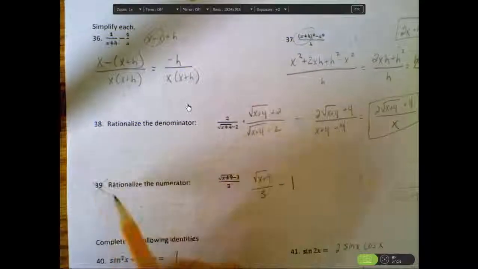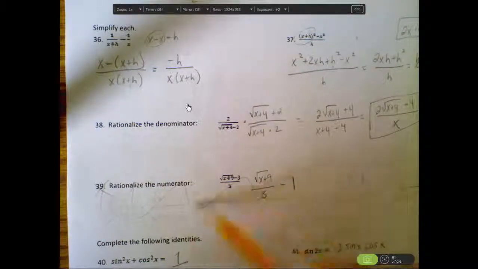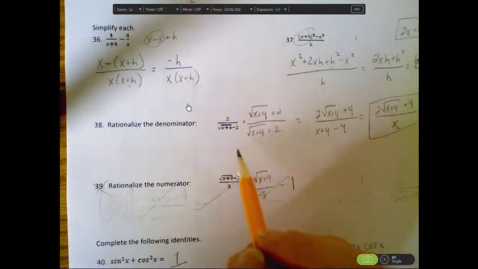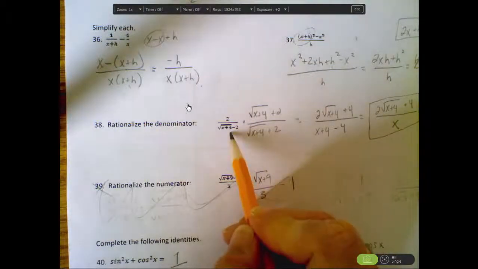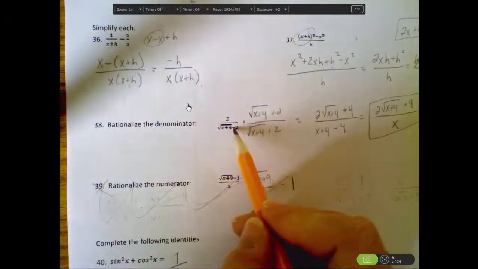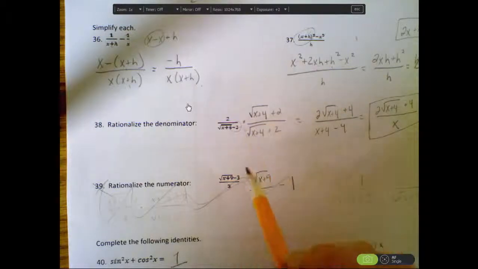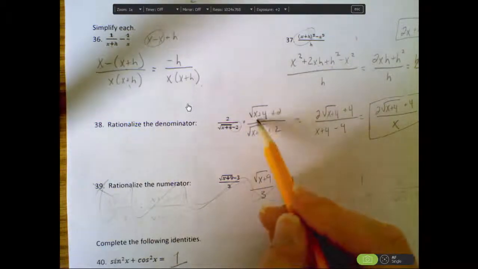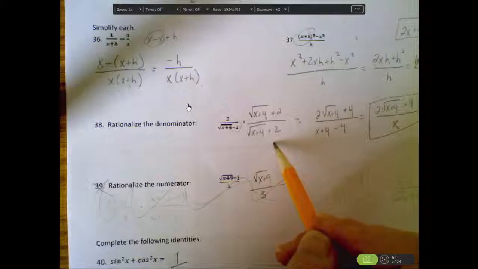I'm going to tell you right now, 39 is a really stupid question. You're never going to rationalize a numerator, so don't even do that. Rationalizing the denominator, however, you have to multiply by the conjugate. So by multiplying by the conjugate, we just change the sign of the constant term. So I'm going to multiply by root x plus 4 plus 2 over root x plus 4 plus 2.